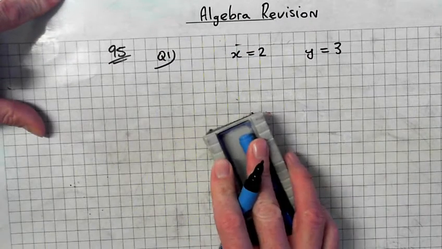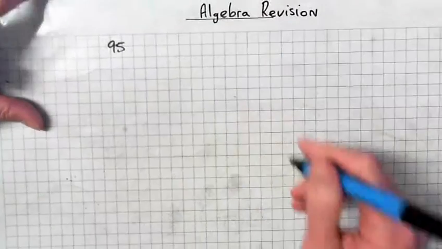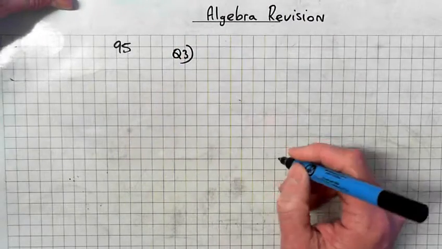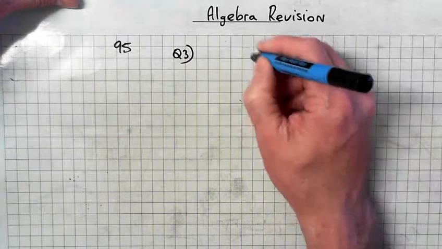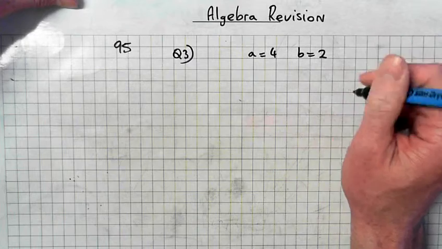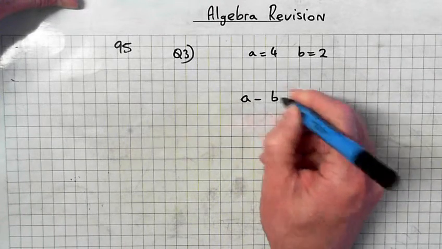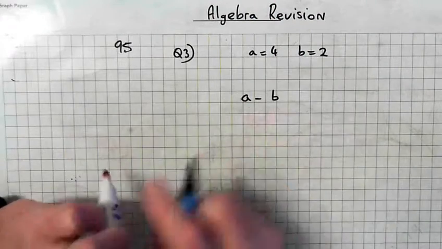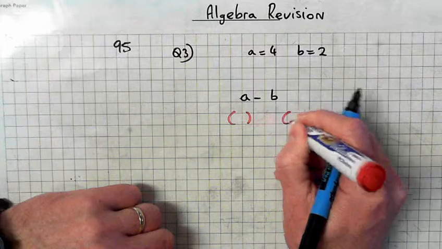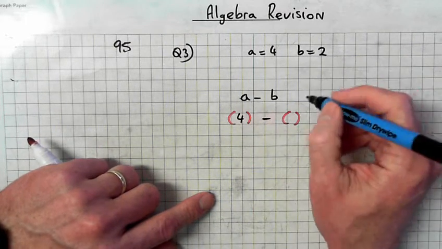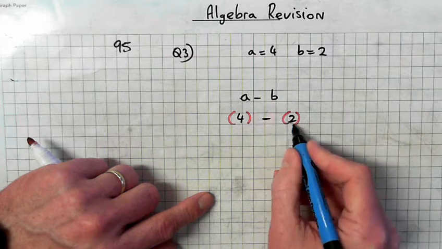Okay, so we'll look at question 3. A is equal to 4, B is equal to 2. So we'll look at A minus B. Alright, so replace the letters with brackets first. Now A is 4 and B is 2. So it's 4 minus 2, isn't it?